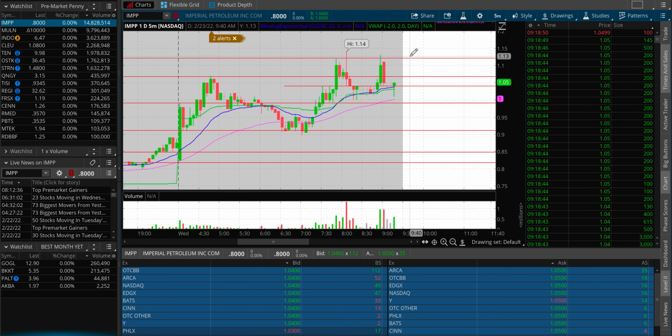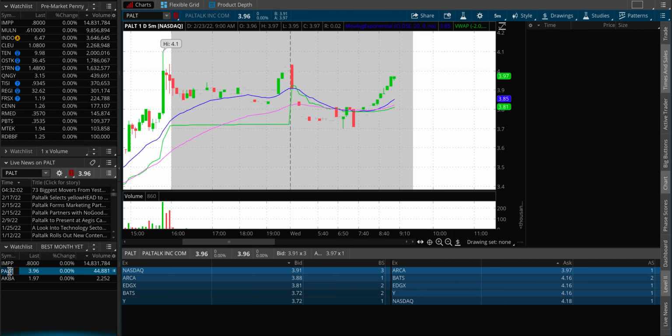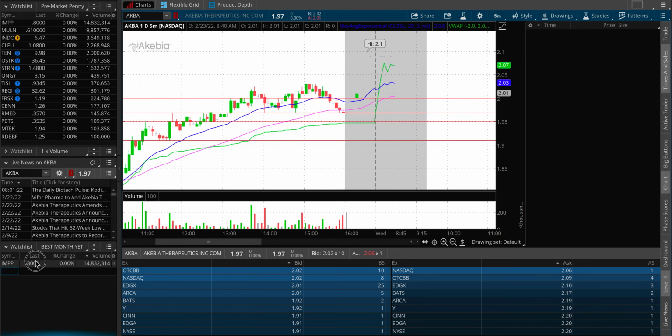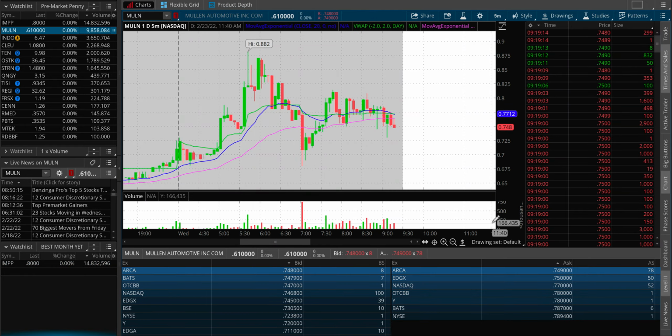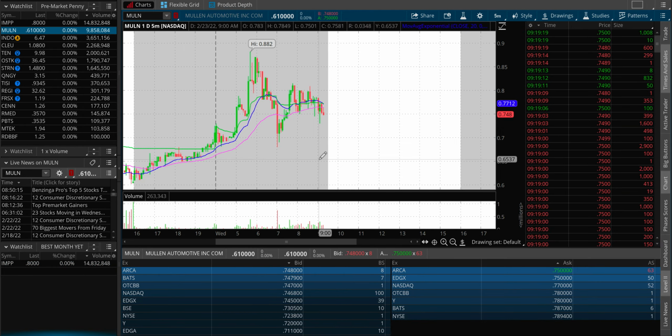So if it tests this high of day for the third time and doesn't break it, that's a short setup because it's a third rejection of resistance. But if it breaks above it, then that's a double top breakout, which is a long setup. So we can keep an eye on that. I am just going to delete the ones from yesterday here because they're all low volume, and we can set an alert for IMPP for break of high of day.